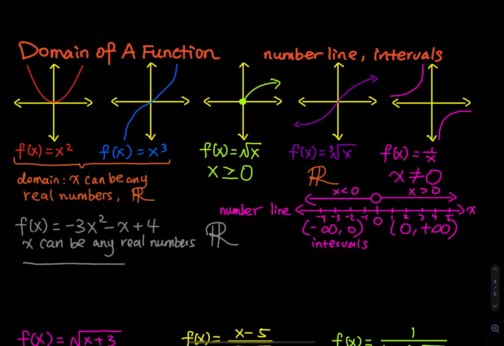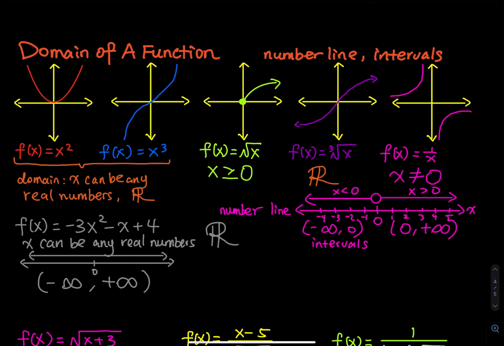And then for the number line, you draw a number line. I will just put a 0 in the middle. If you don't want to do this, that is fine. So x can be everything, from negative infinity to positive infinity. All right, so that is the domain of the first function.